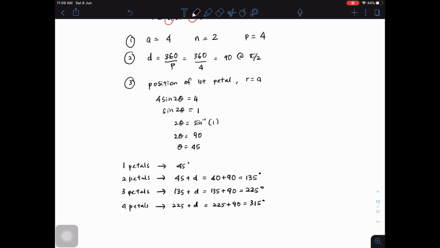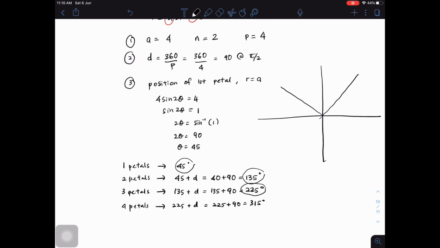So let's draw a line for our petals first. We have the x and y axis here. The first line is at 45 degrees, therefore we have 45 degrees here. The second line is 135 degrees, which is 90 degrees after the first line. So 90 degrees after the first line, 135 we have here. Next we have the line at 225, so we have 225 here, and the line at 315, so we have 315 here.